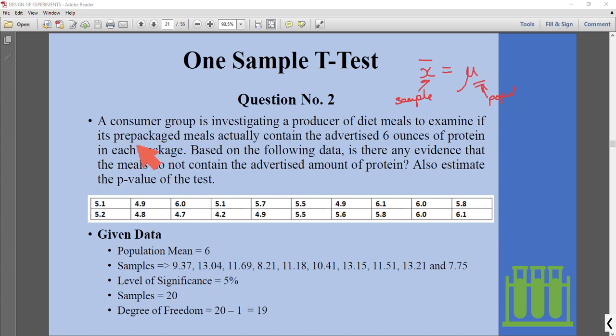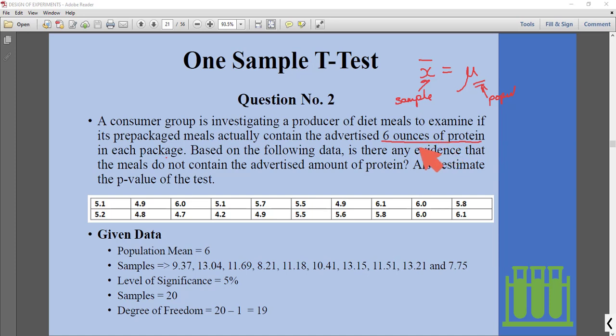Okay, so what is the question given over here? A consumer group is investigating a producer of diet meals to examine if its pre-packaged meals actually contain the advertised 6 ounces of protein in each package. Means what? Simple, whichever manufacturer it is, he says that my packet contains 6 ounces of protein.